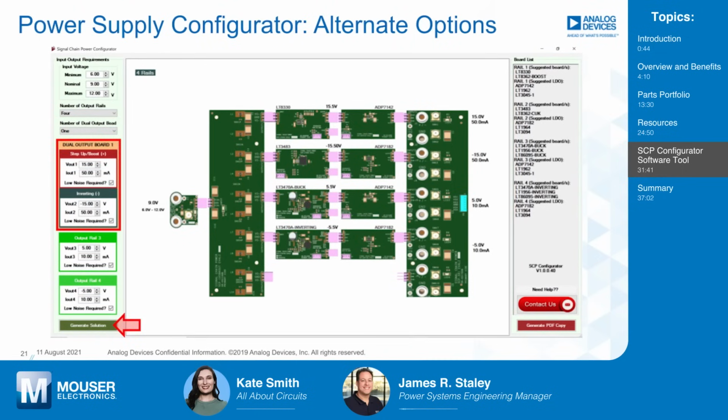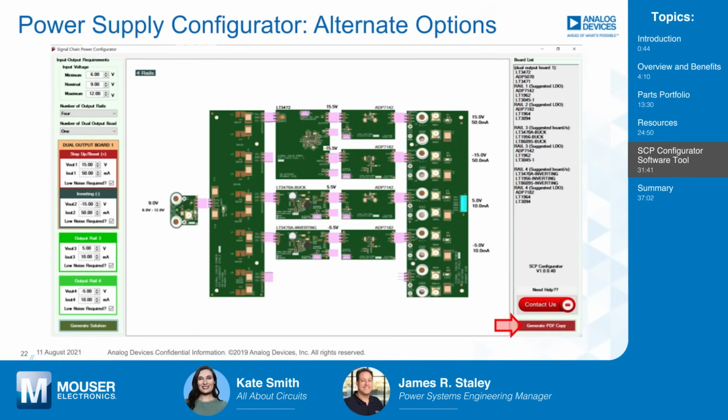Once you've chosen, let's say, 1 dual output board, as we're showing here, a new window will pop up. It combines the first 2 rails as a dual board, and the one rail is always going to be positive and the other rail is always going to be inverting. That's an SCP standard. So you type in the same thing, the positive and negative voltages and currents, and again, whether you need low noise from that, and just click generate solution again.